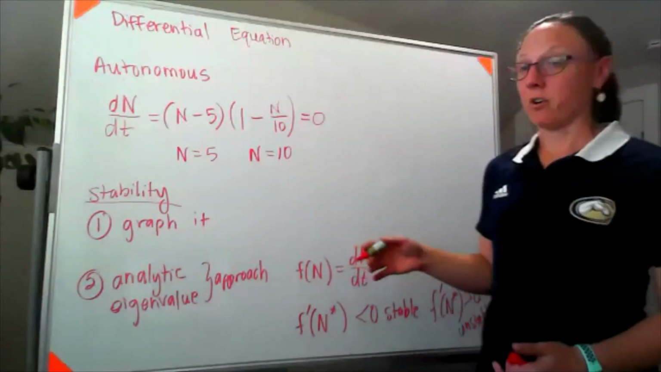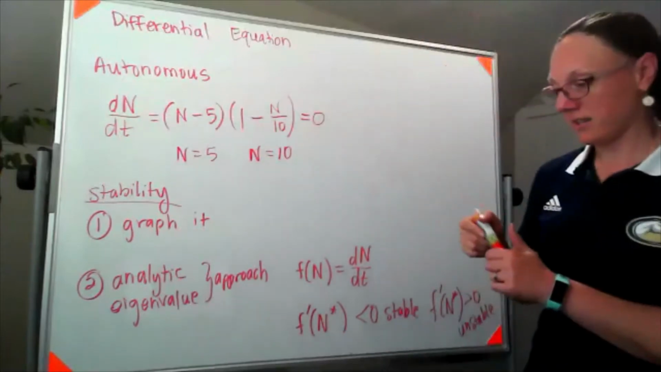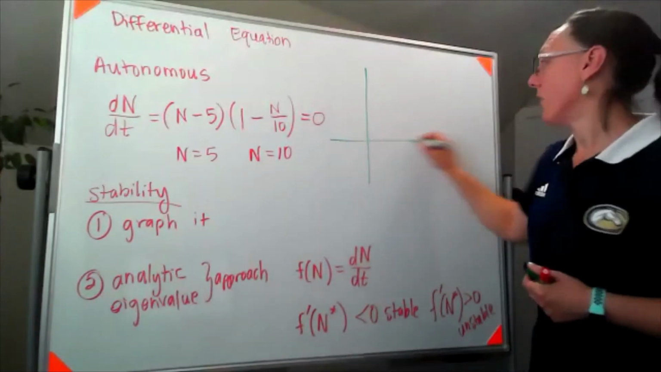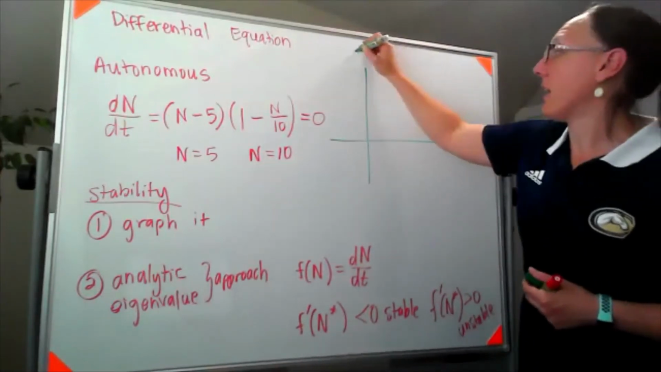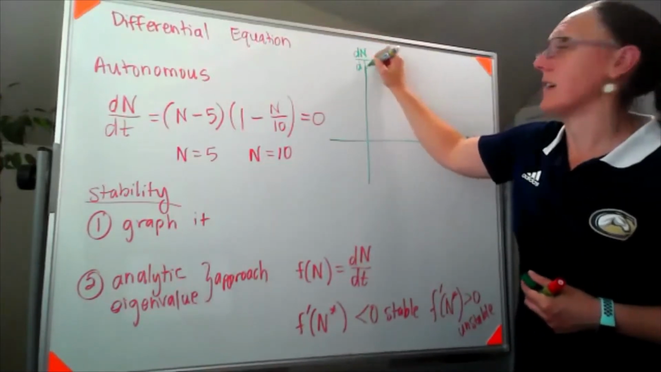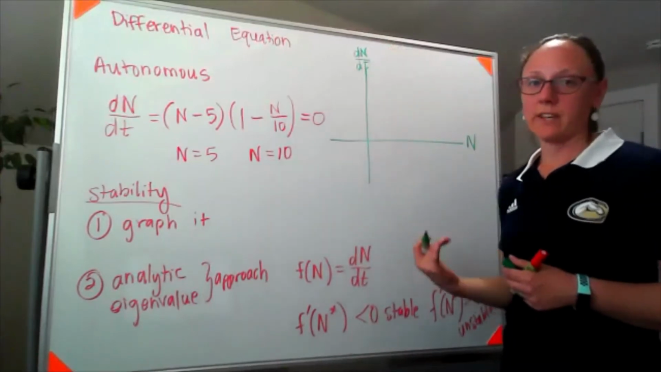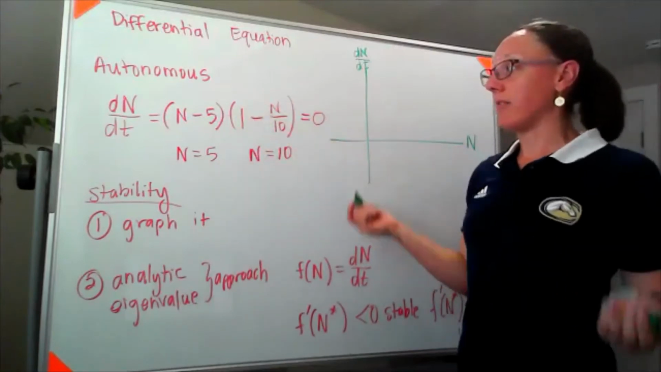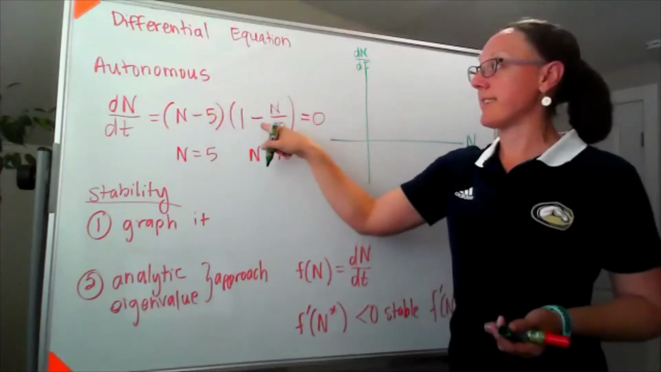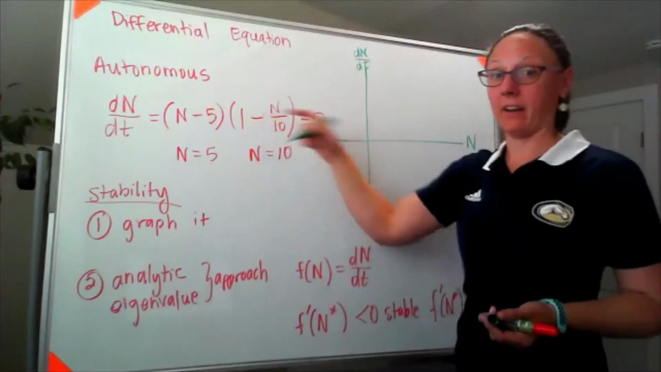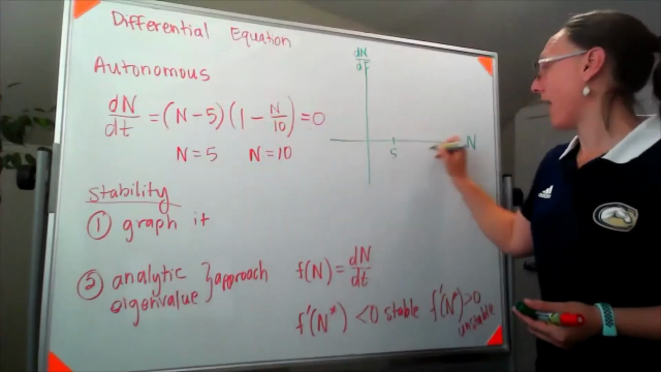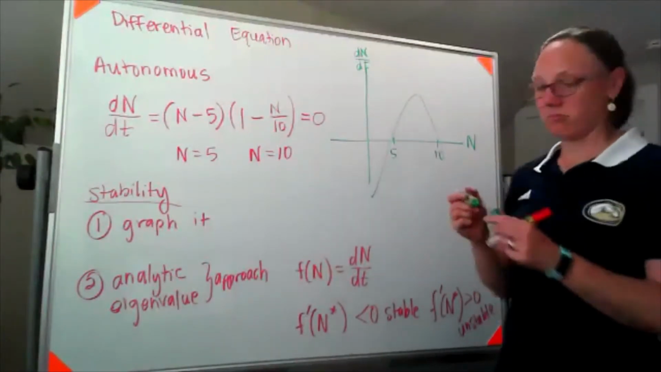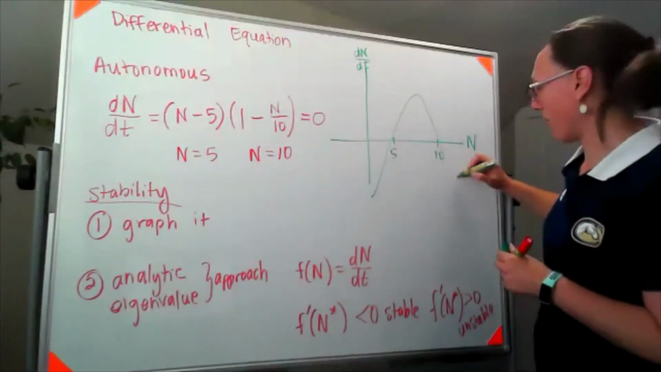To use our graphical approach, we're going to want to graph this where our axes are n and dn dt. So when we sketch this out, this is some kind of a parabola, and it should be concave down, because when I distribute this out, my n squared term will end up being negative. So we've got equilibria at 5 and at 10, and we know that it's concave down. So something like that for our parabola here.